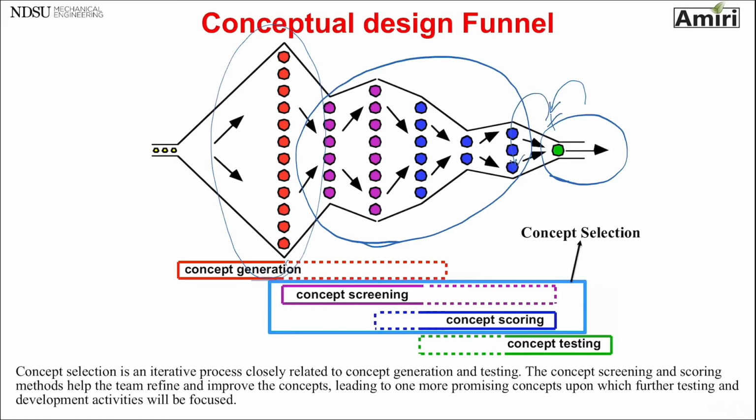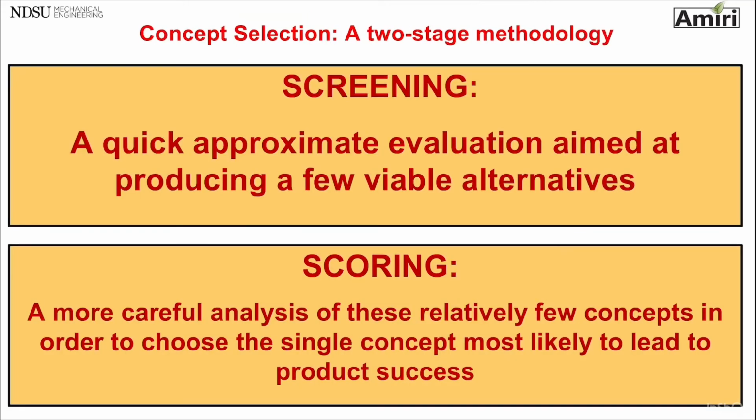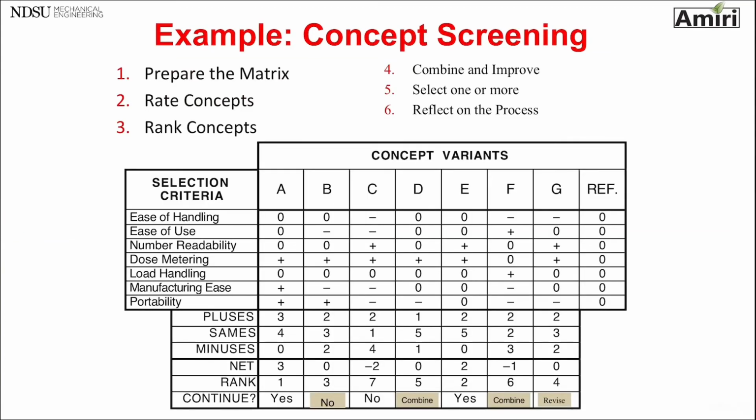So we're going to talk about screening and scoring. The difference between them: one is a quick approximate evaluation to just get rid of the bad ones, select maybe the better ones, and move on to the scoring, which is a more detailed and more careful analysis, and just pick one. So the first one might have 3, 4, 5, whatever number of concepts that you move on to. The result of this one is your best concept that you move on with.